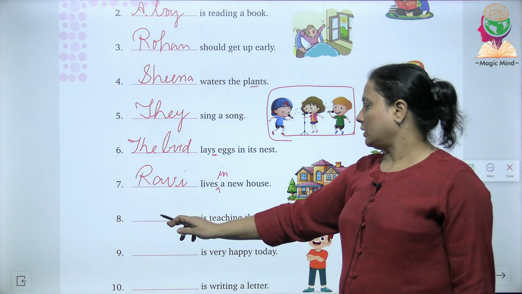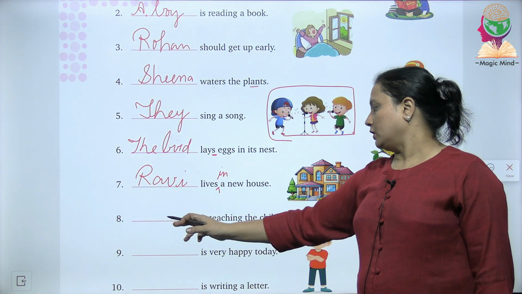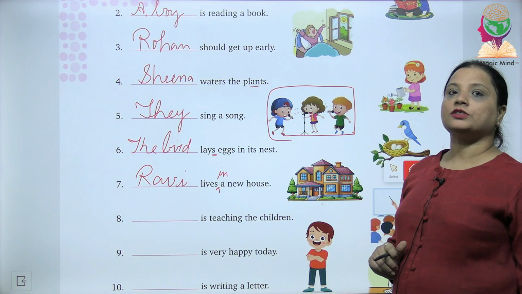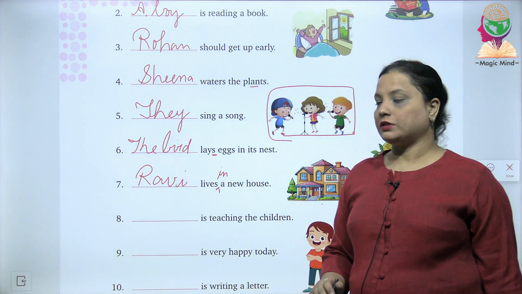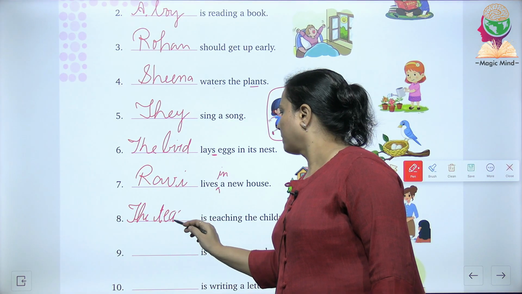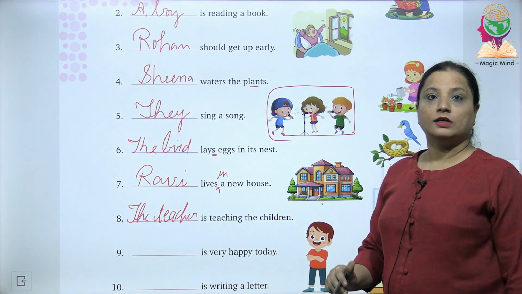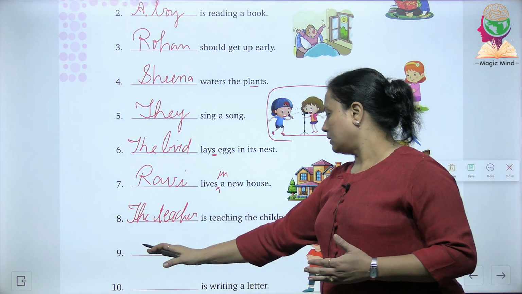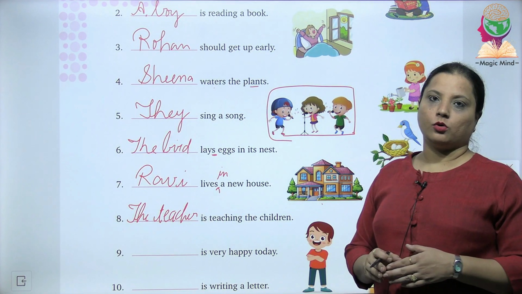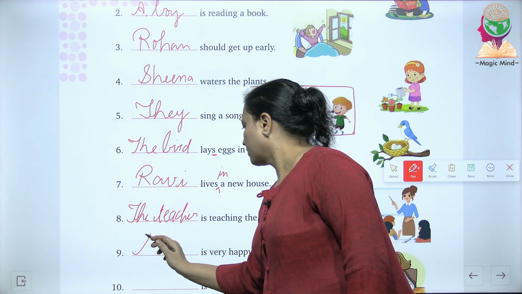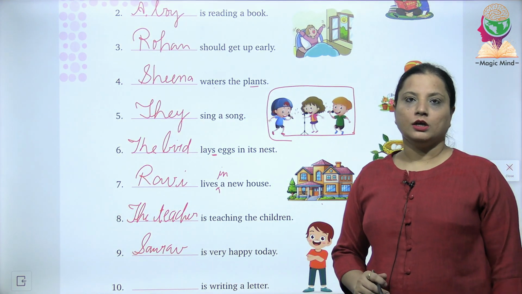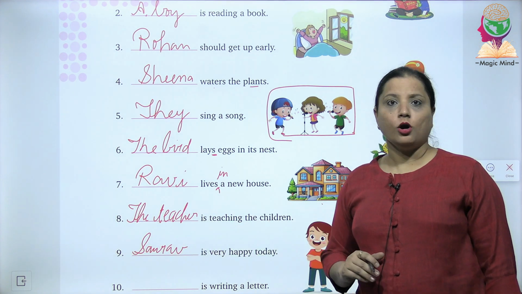Then the 8th one is dash is teaching the children. Who is teaching the children? Of course, the picture shows that a teacher is teaching the children. So you will write here the teacher is teaching the children. Then the 9th one is dash is very happy today. The boy is very happy today. We can write the name of the boy also. Saurabh is very happy today. Or you can also write any name of your own choice.